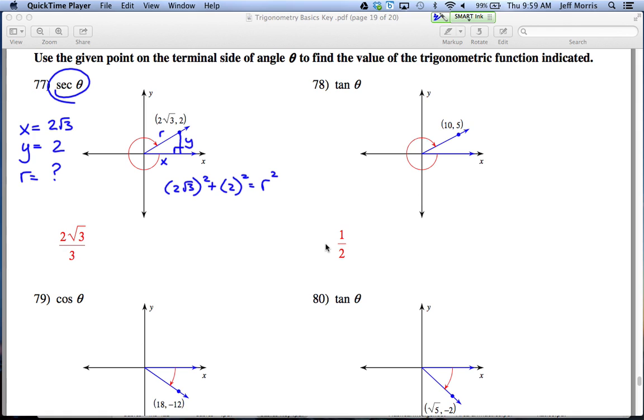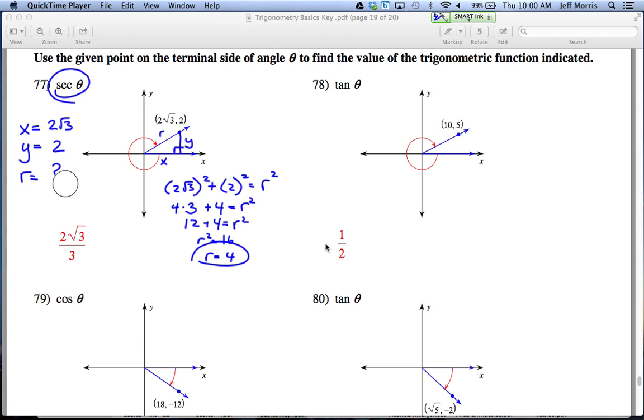I know I did this one yesterday, but I'm doing it again because some of you just didn't get it the first time. So we need to make sure we got this. When you square the 2 root 3, you have to square everything. You square the 2, what do you get? 4. When you square the root 3, you get what? 3. So we're going to have 12 plus 4 equals r squared. So what does r squared equal? 16. So therefore r is equal to 4.